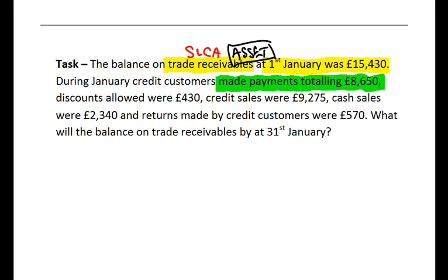That's a reduction. There were then discounts allowed. Now, if I offer discounts to my customers, that again reduces what they owe me. I'm letting them off with part of the balance. So the discounts allowed can go in green as well. That's another reduction to the sales ledger control account.